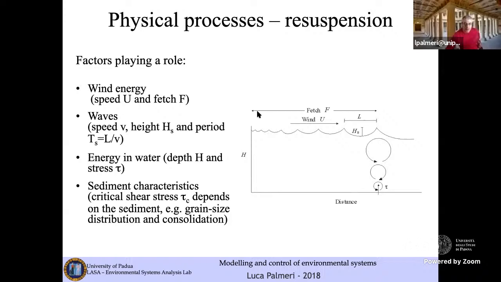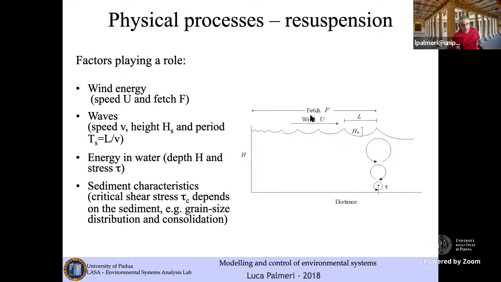Another important aspect related to the transfer of wind energy to the water system is the fetch. The fetch is a length that refers to the surface length of the water system that is exposed to wind. So the bigger the fetch, the larger will be the quantity of energy transferred by wind to the water.